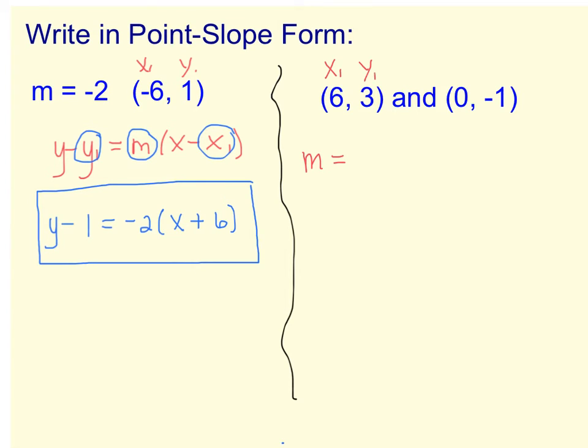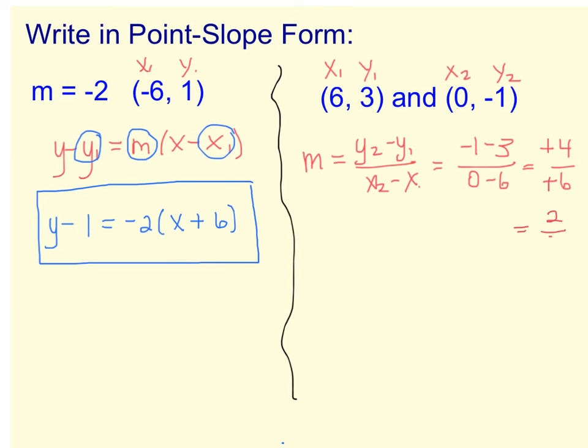So here, I'm just labeling my points, x1, y1, x2, y2. Our slope is y2 minus y1 over x2 minus x1. And then we just plug everything in. -1 minus 3 over 0 minus 6. We get a -4 over a -6. Anytime that you are dividing negative numbers, those do come out positive. And we can also reduce that down to 2/3.